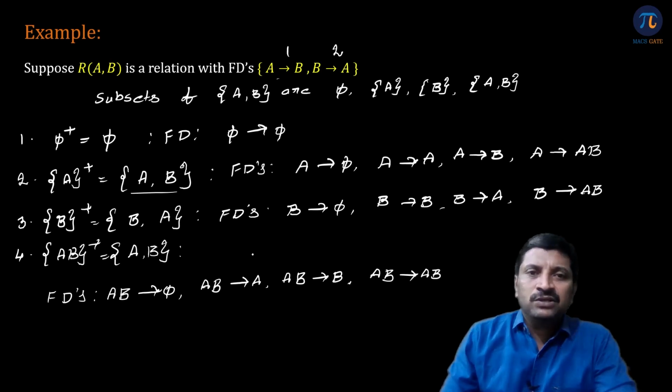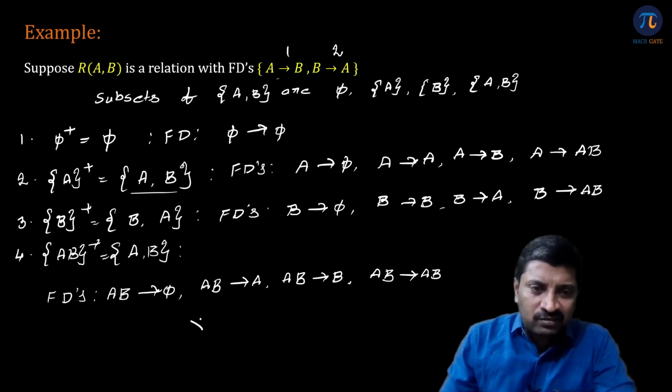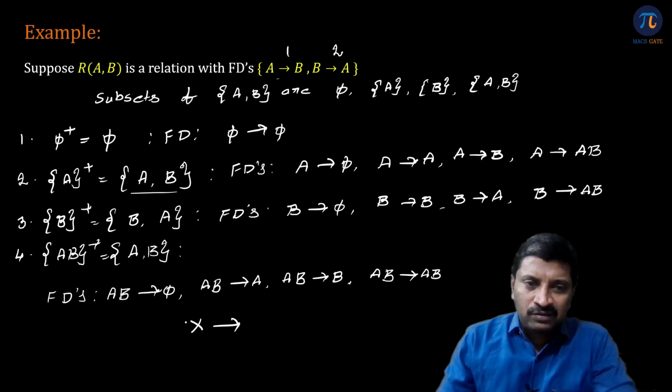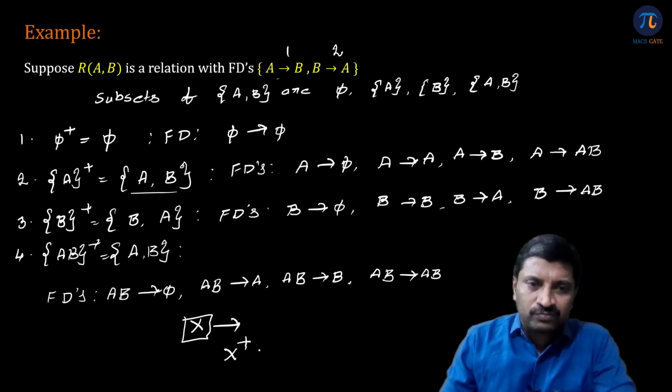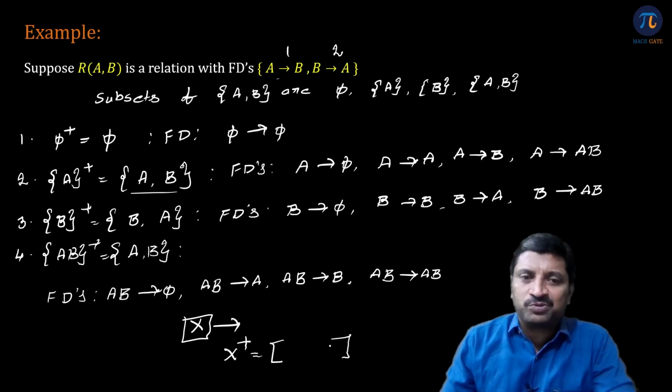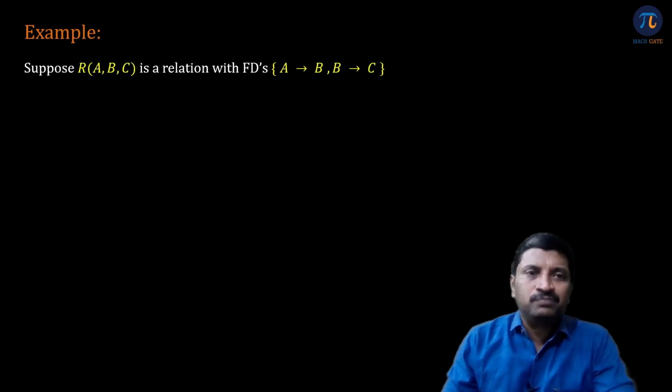Is that clear, sir? So whenever I want to find the set of all possible functional dependencies from X, first we find the closure set. Then for the answer, we write all the possible subsets on the right side. So let me explain with one more example. Suppose we are having a relation with 3 attributes A, B, C, with functional dependencies A goes to B, B goes to C.